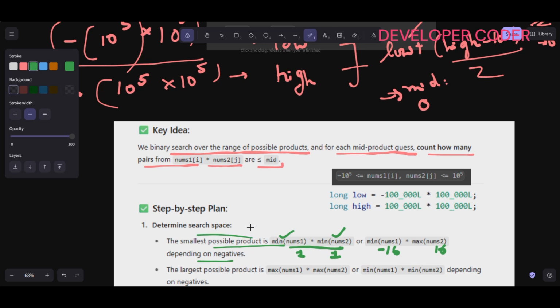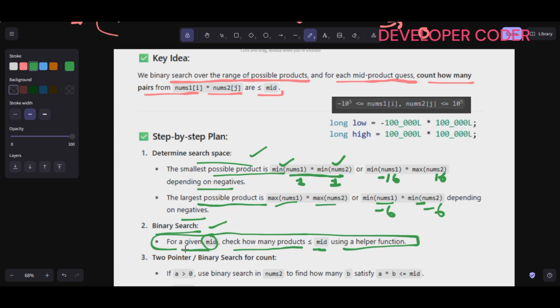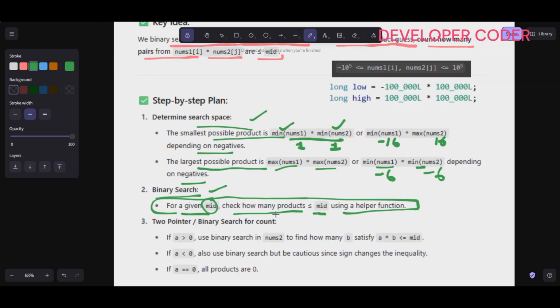So this is our search space, right? And the largest possible product is when we take the max from both sides, or the min, where both are negative. Again it depends on the negatives. Then after that we just apply the binary search for a given mid, and check how many products are less than or equal to mid using a helper function.